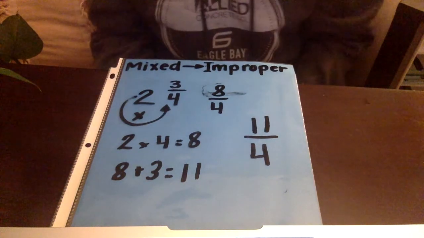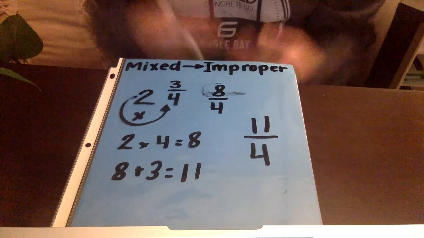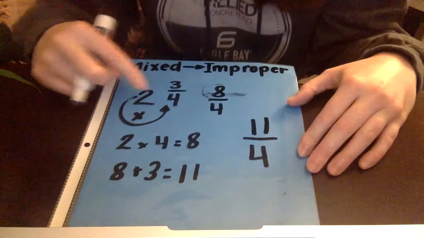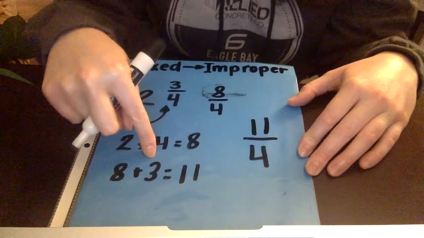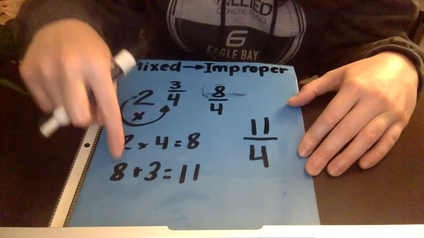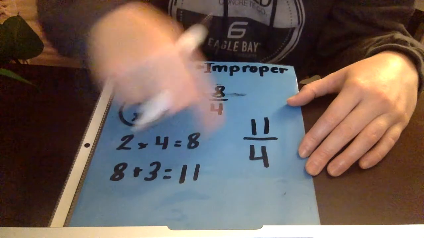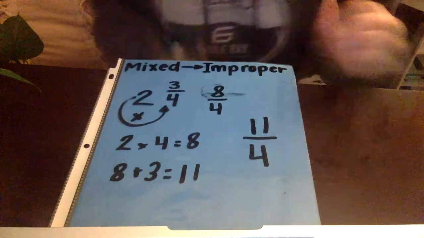So that's how I take a mixed number and turn it into an improper fraction. I multiply the whole number by my denominator. I take that product and I add it to my numerator, which is right here. 8 plus 3 gives me 11. 11 becomes your new numerator, and your denominator stays exactly the same.